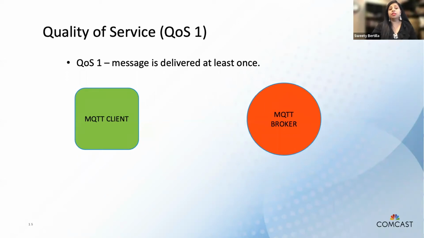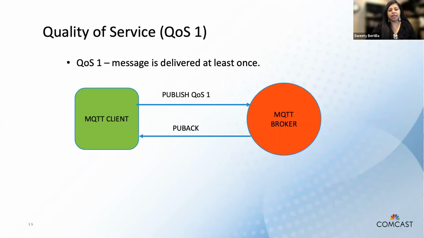But then we have quality of service 1. With quality of service 1, we make sure that at least once the end clients get the message. Let's look at how it happens. The client, which is a publisher, publishes a message in quality of service 1. The message broker sends the message to the end clients who are subscribed to receive this message, and then sends an acknowledgement saying that publish is acknowledged. I have published the message.